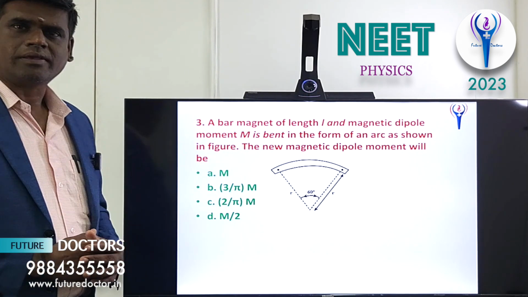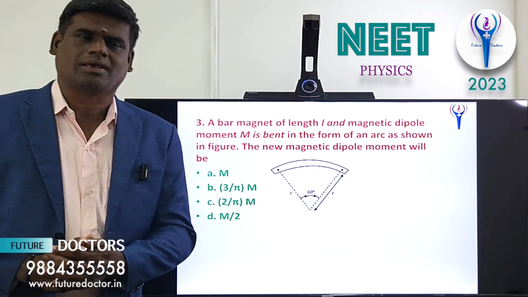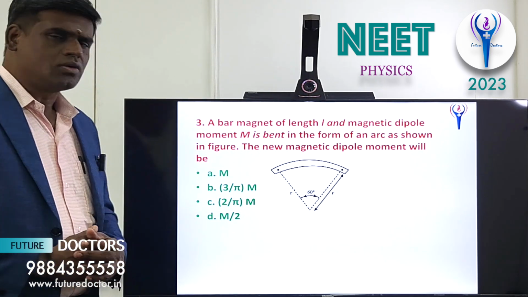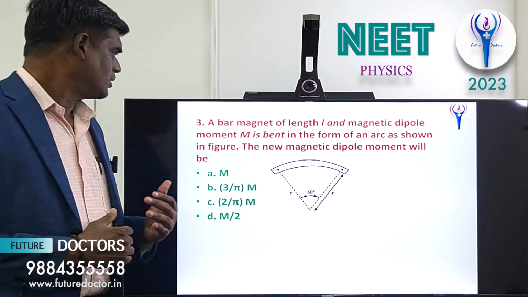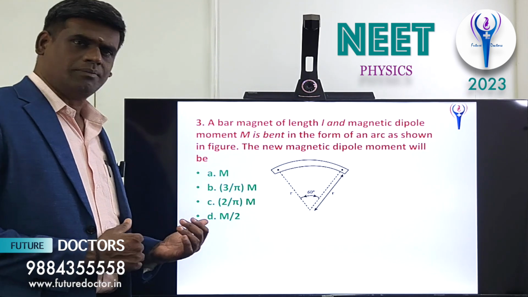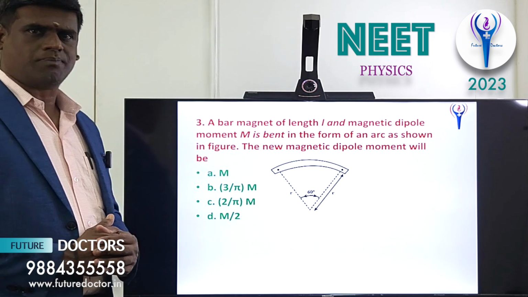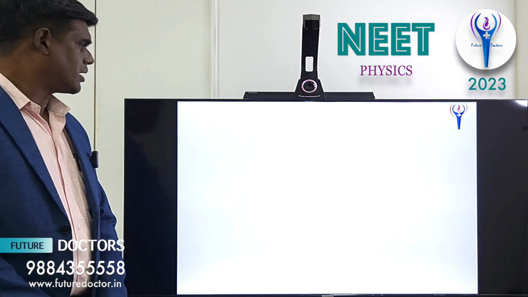Option A, M, capital M. Option B, 3 by pi M. Option C, 2 by pi M. Last option, M by 2. So you want to express the new magnetic dipole moment in terms of the original magnetic dipole moment. M is the magnetic moment. Next question, question number 4.